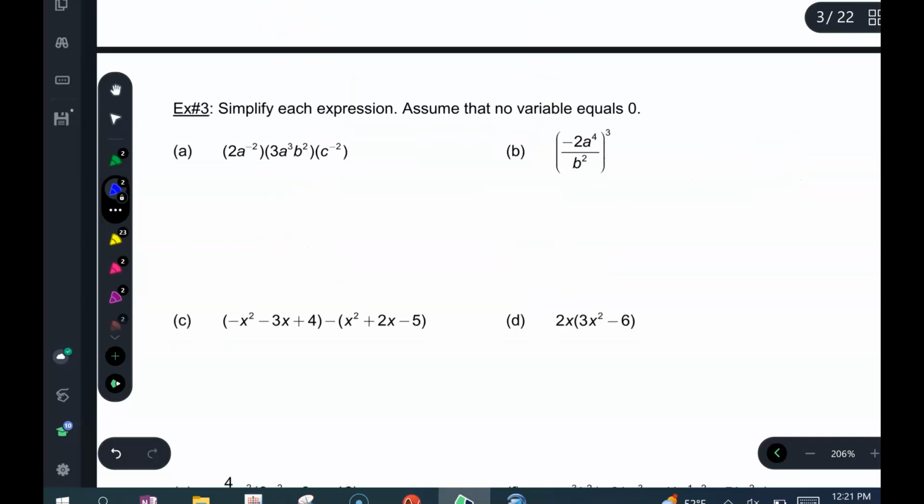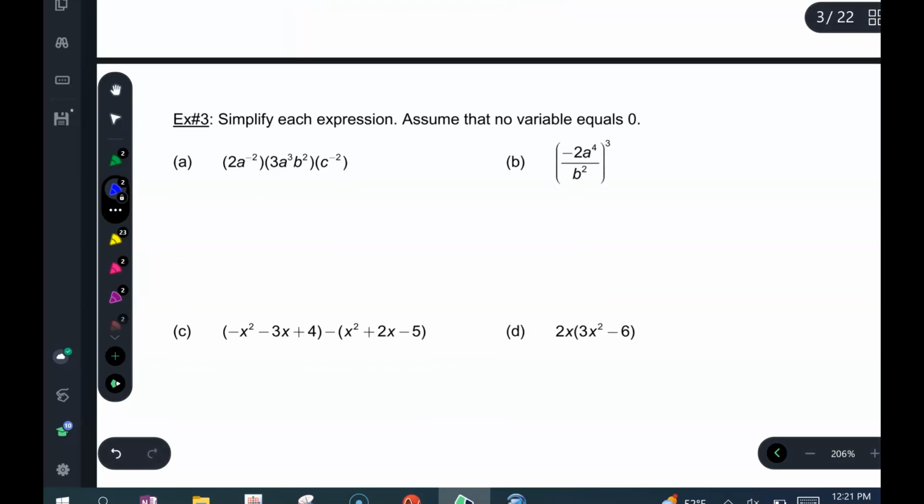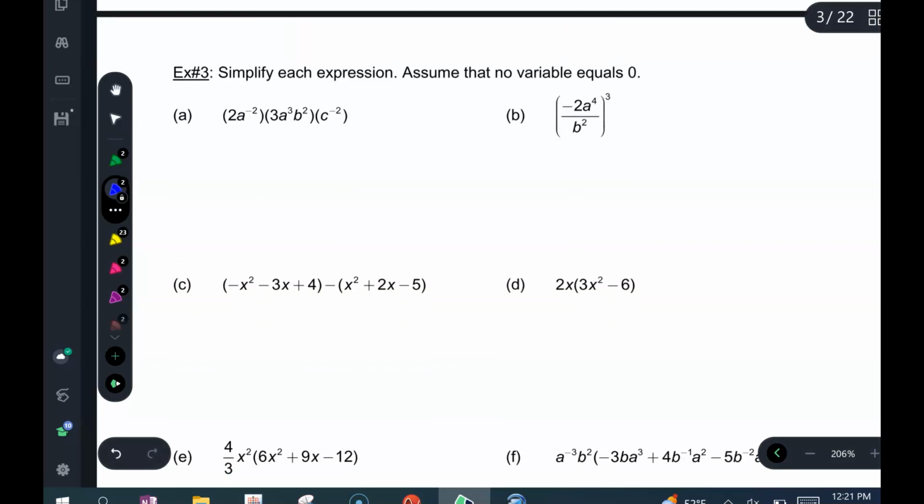Okay, questions so far? Because we just have more of these simplifying. I think that's it then, just this page. Okay, now it gets a little messier.